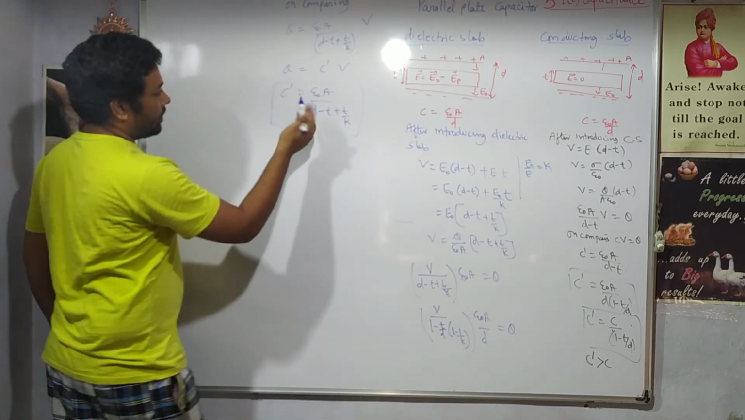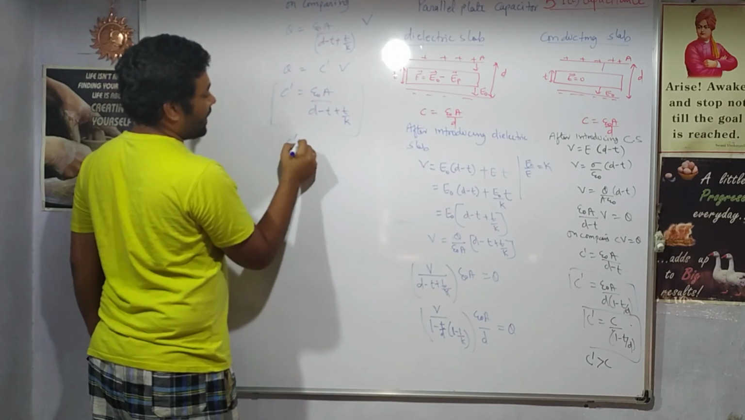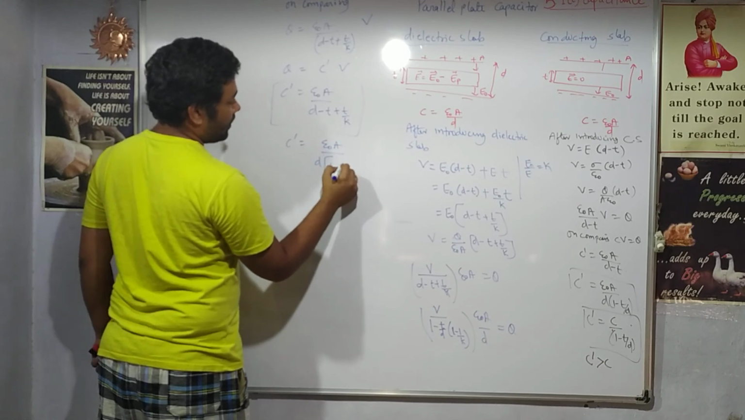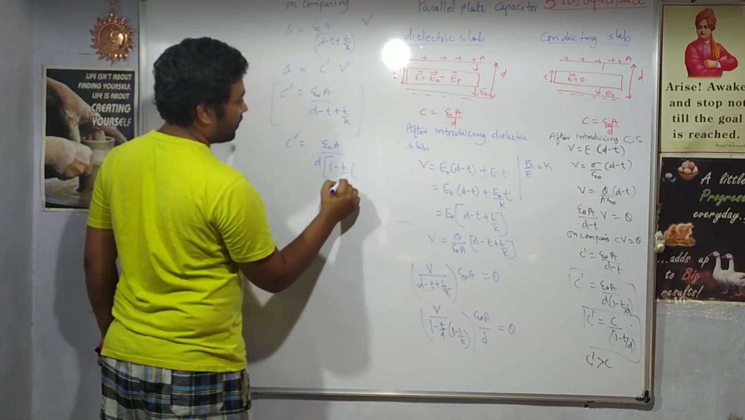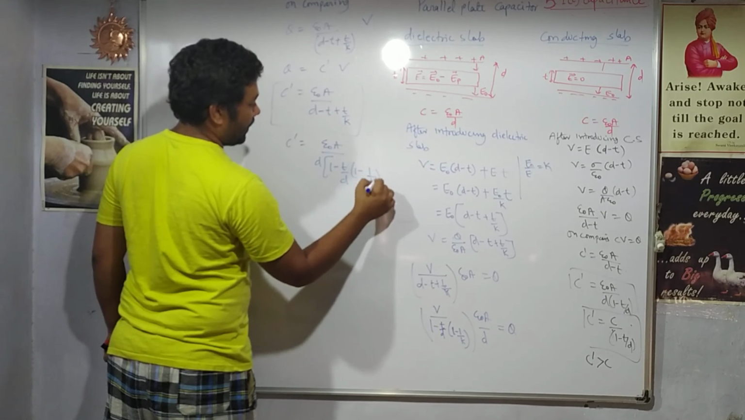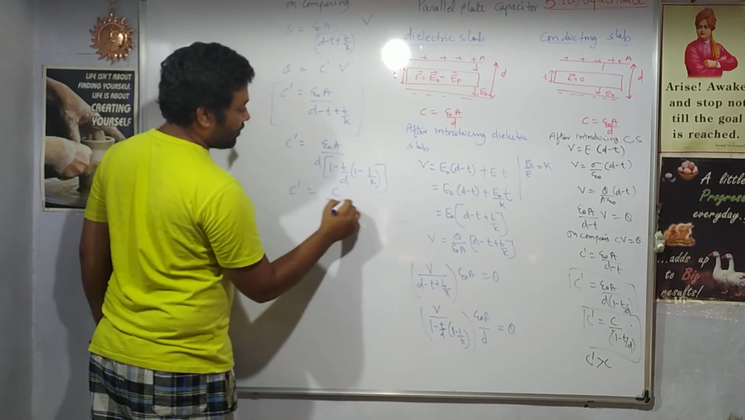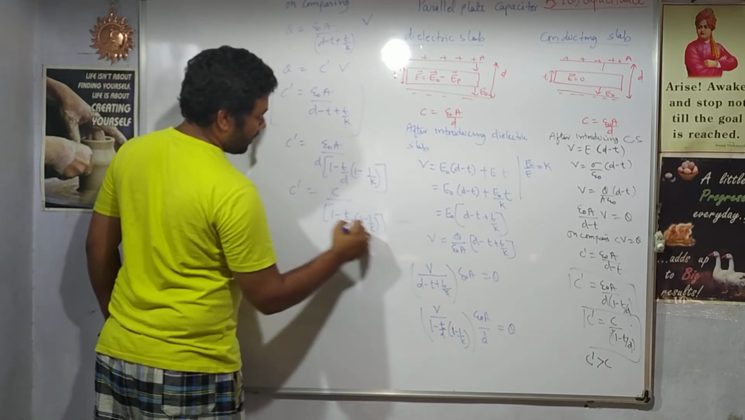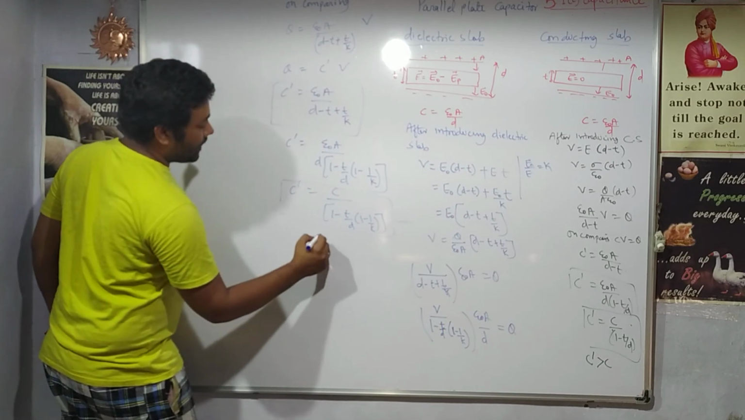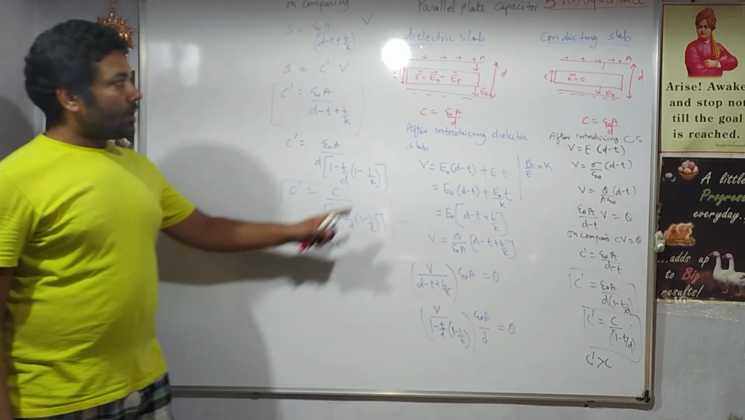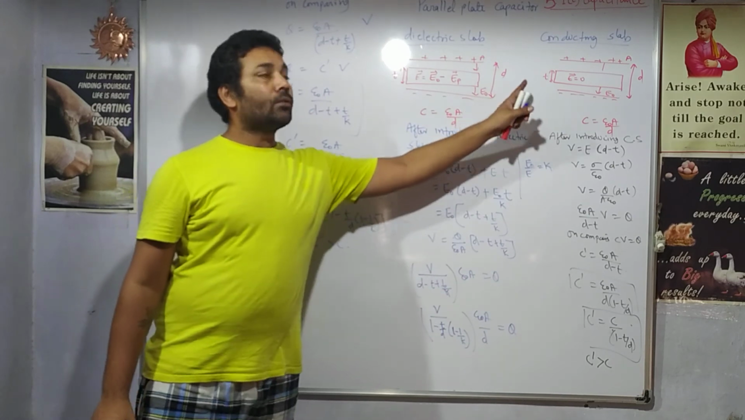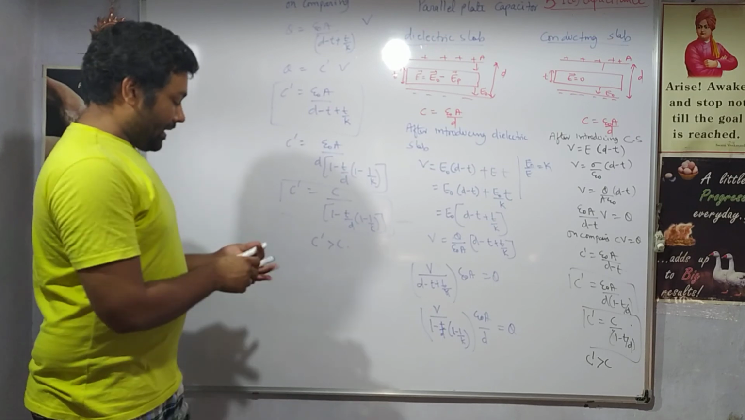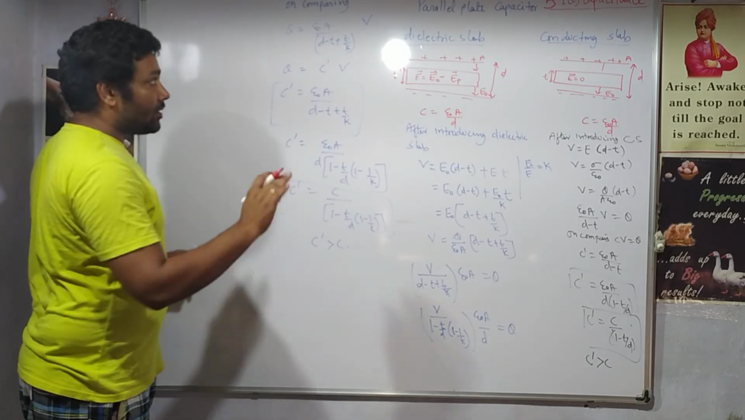And if you take out d common, C dash will be epsilon naught A by d into 1 minus t by d into 1 minus 1 by K. So C dash will be C by 1 minus t by d, 1 minus 1 by K. So again, from this equation we conclude that C dash is greater than C. So we conclude that either you introduce a dielectric slab or a conducting slab, under both the conditions capacitance will increase. Let us see what exactly happens by introducing the slab.